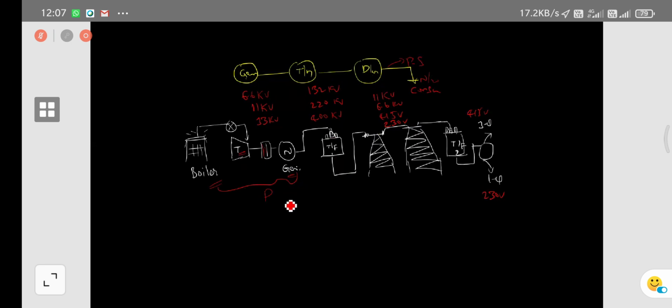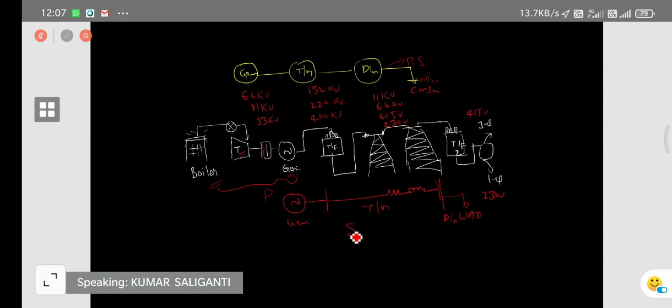So you can see, I will draw you a single line diagram. This is the consumer, this is the load. This is the transmission line, this one is the distribution line, and this is the generation. Okay, this is the single line diagram. So the total diagram is like that.